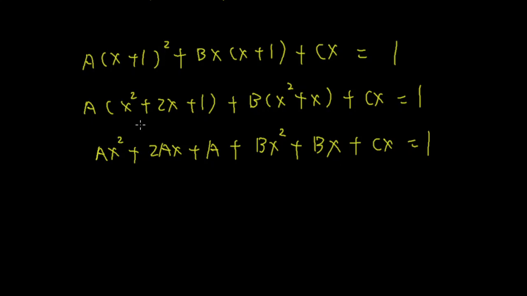Now, group all the like terms together. So the x squared terms will be grouped with the x squared terms. That will be ax squared plus bx squared, these two.